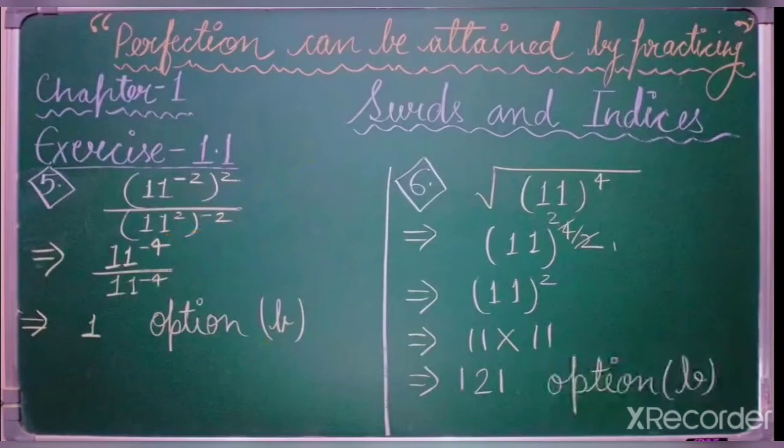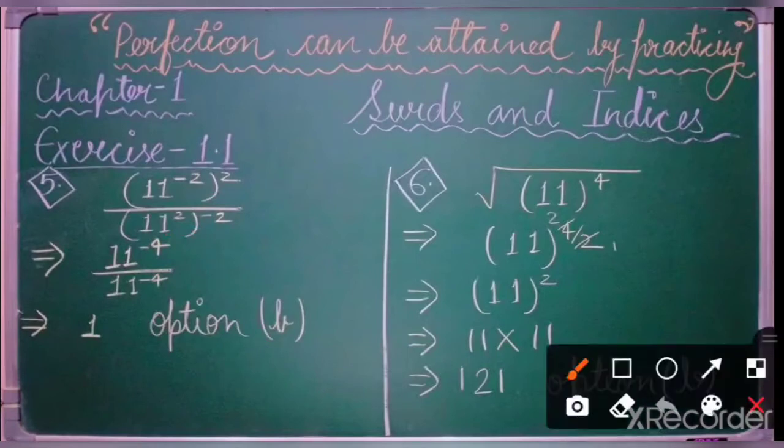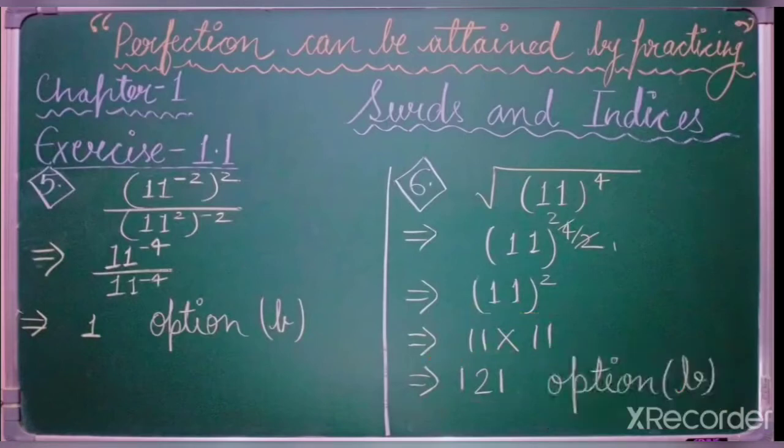Now question number 6, it is root of 11 to the power 4. Root can be taken as the power half, right? So 11 to the power 4 by 2, when you cancel out, 2 2s are 4, you will get 11 to the power 2, which means 11 written 2 times. Then 11 11s are 121, and in this case option B would be your correct answer.